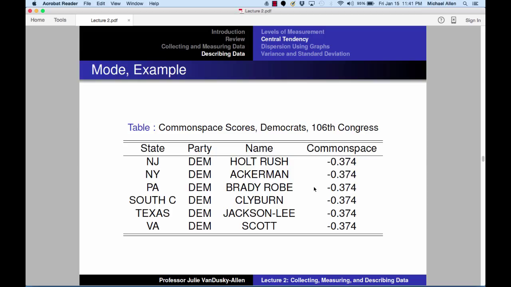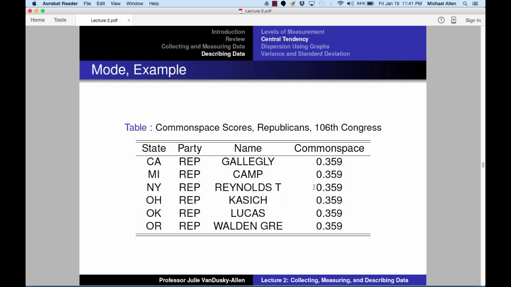I arranged the Commonspace scores from smallest to largest and found two modes in the data set, one for Democrats and one for Republicans. For Democrats, there were 6 observations that took on the value negative 0.374. And for Republicans, there were 6 observations that took on a value of 0.359. No other value in the data set repeated itself more than 6 times.